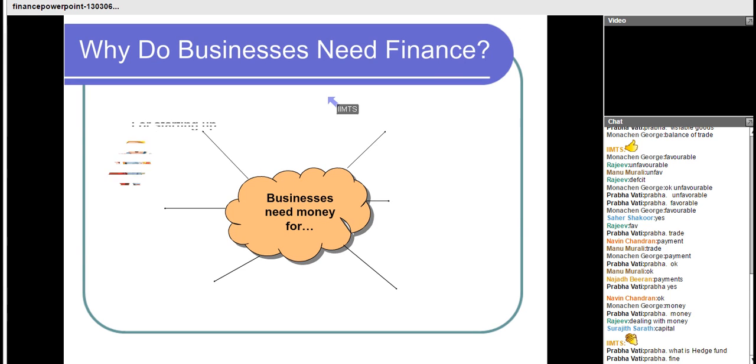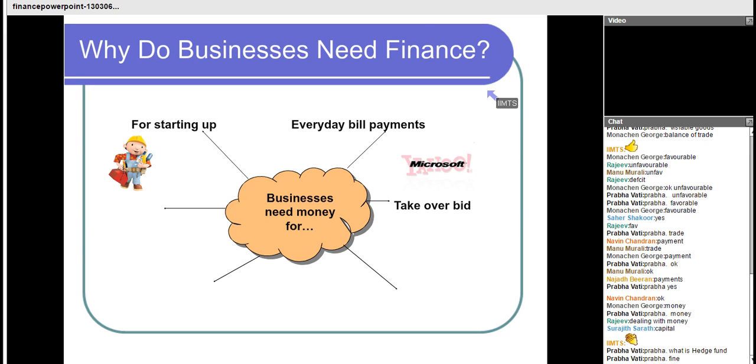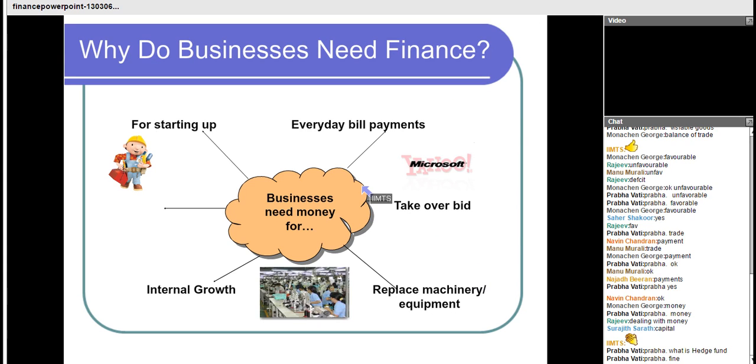So what is the purpose of business finance? Finance is needed for starting up, that is the initial point. Then everyday bill payments, for taking over a business if it's a big scale business, for the replacement of machinery and equipment, for internal growth, like training seminars organized from time to time to keep the employees' level of knowledge up to the mark. So that is all related to internal growth only.